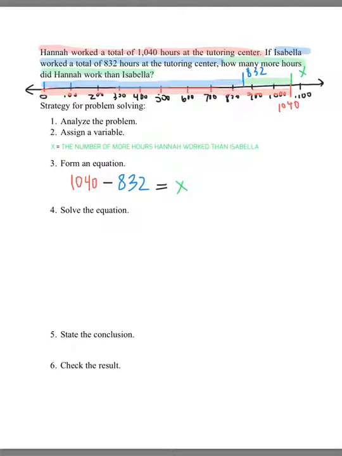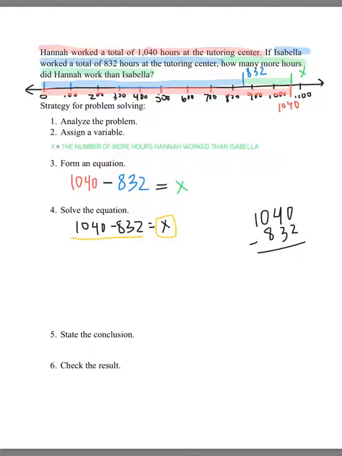So now, when solving the equation, again, we always start off with the original equation, found in step 3. So 1040 minus 832 is equal to x. Now, our goal in all these problems is always to isolate the variable x on one side of the equation. It just so happens that for this problem, x is already completely isolated on the right-hand side of the equal sign. So all we really need to do is simplify the left-hand side. So we'll go ahead and do that off to the side as scratch work. So we're going to have 1040 minus 832.